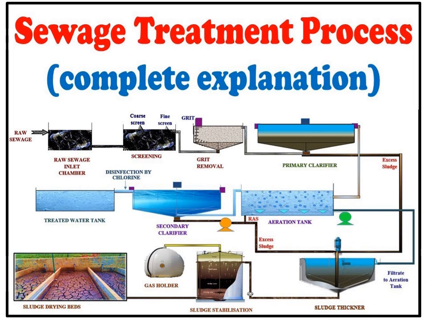Now, this is the sewage treatment process. Complete explanation. The first is the raw sewage inlet chamber. Second, screening. Third, grit removal. Fourth, primary clarifier, excess sludge, treated water tank. This is the disinfection by chlorine.